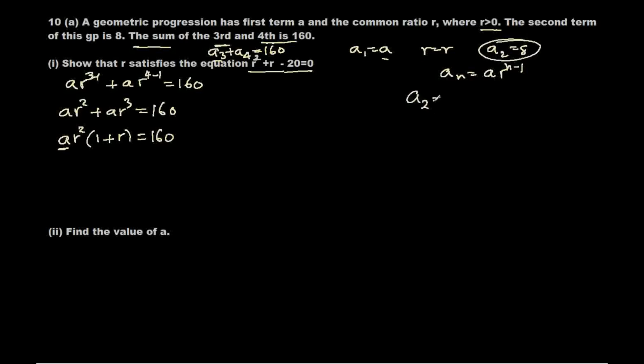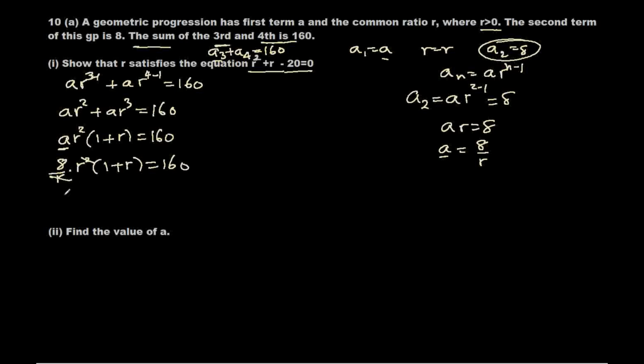So A2, which will be A R to the power 2 minus 1, is 8. So 2 minus 1 is 1, so AR is equal to 8. And I want to get rid of A, so I'll isolate A here. A is 8 over R. This will help me get rid of A. So in place of this A, I will write 8 over R. Then we had R square, 1 plus R equal to 160. One of this R will cancel with 1 R. So 8R(1 plus R) equal to 160. Divide both sides by 8 so that this 8 goes.